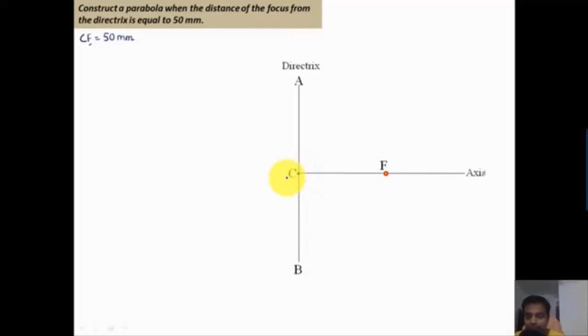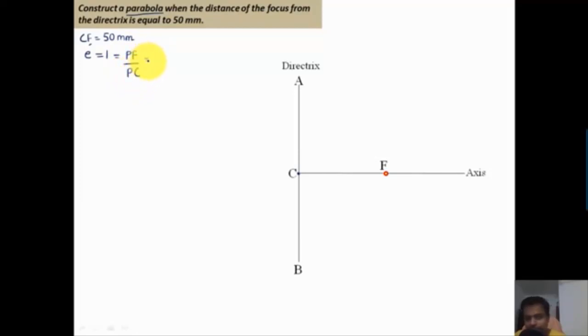Alright, next thing to be done is to locate the exact location of the vertex. Now we are speaking of a parabola. And guys, you always need to remember this. The value of eccentricity in the case of a parabola is equal to 1.